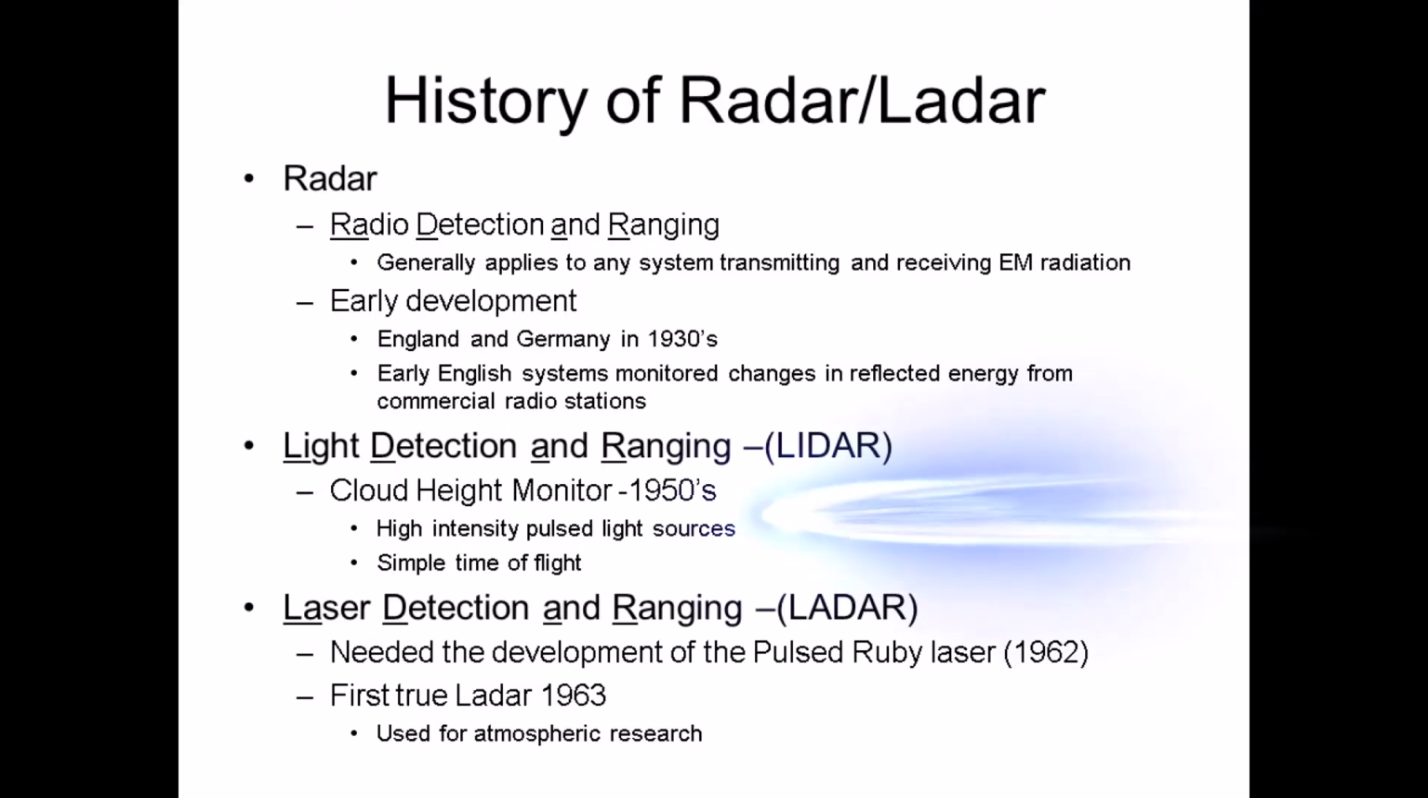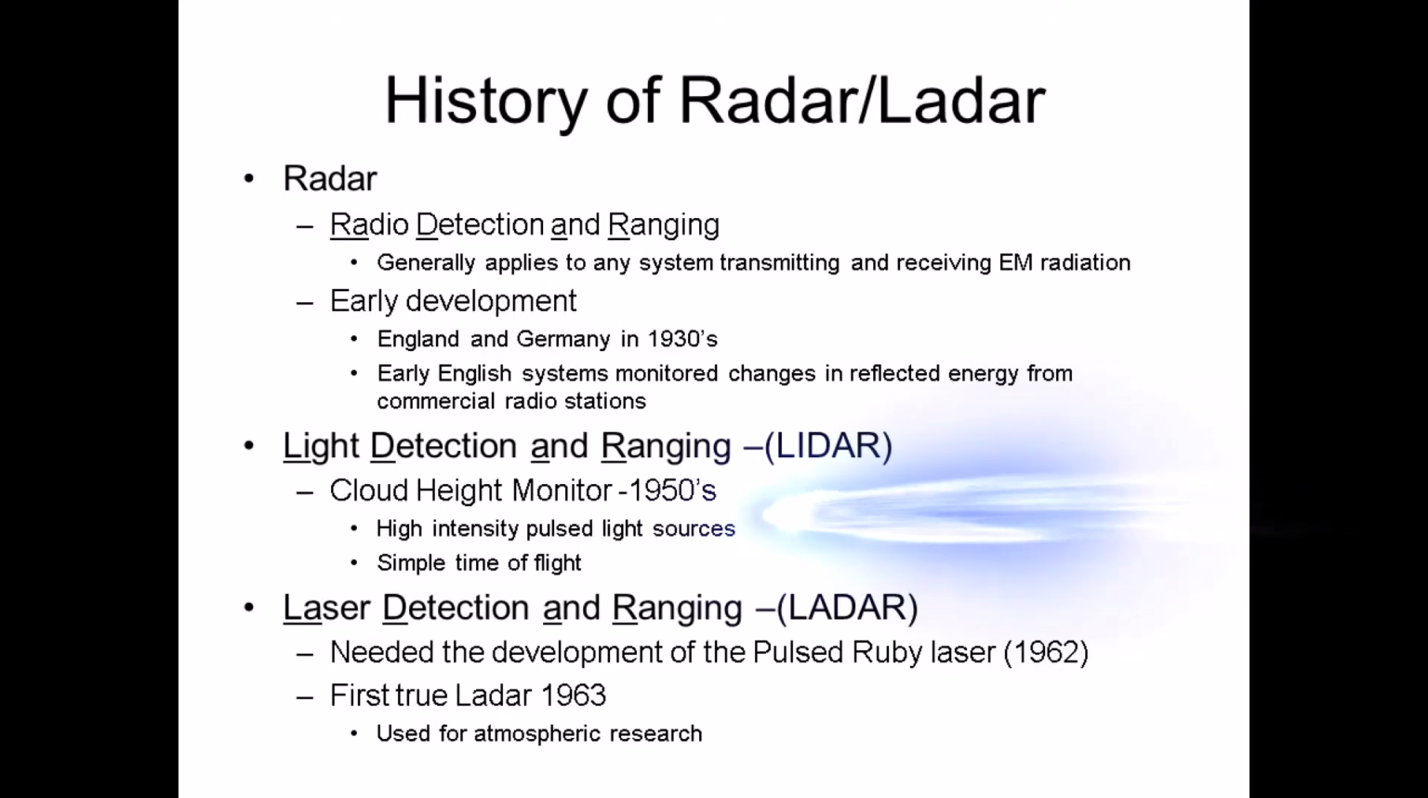Now, the beginnings of laser radar begins really with not laser detection and ranging, but light detection and ranging, which is what LiDAR stands for. And the earliest light detection and ranging systems were cloud height monitors, which were in use by meteorologists by the 1950s. Now, I think the first ones possibly were created even in the 1930s, but the technology really wasn't practical until later.